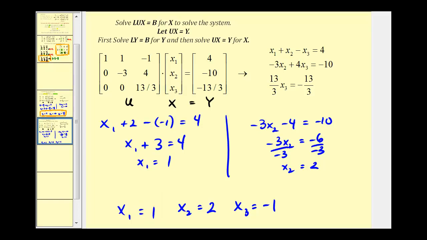This would be the solution to the system of equations which we solved using LU decomposition.